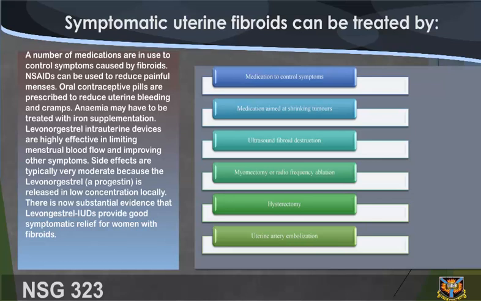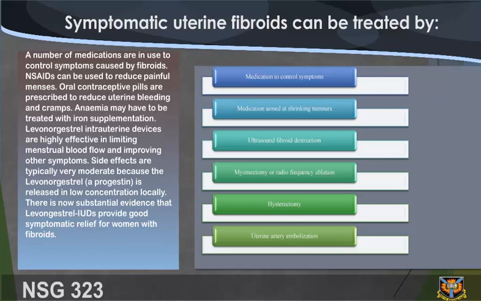Levonorgestrel intrauterine devices are highly effective in limiting menstrual blood flow and improving other symptoms. Side effects are typically very moderate because the levonorgestrel, a progestin, is released in low concentration locally. There is now substantial evidence that levonorgestrel IUDs provide good symptomatic relief for women with fibroids.